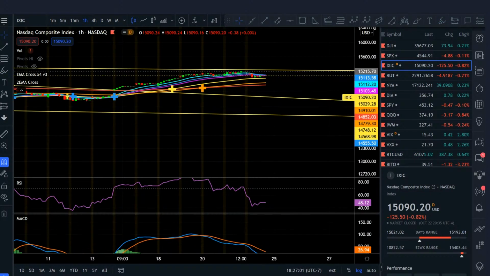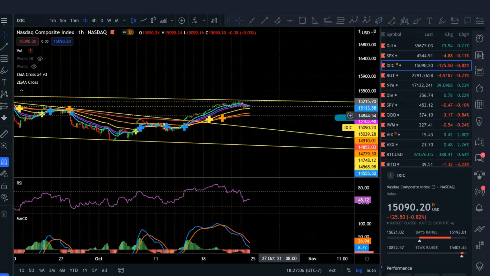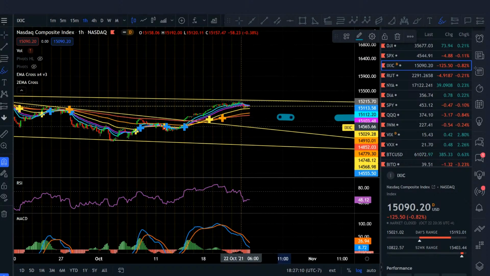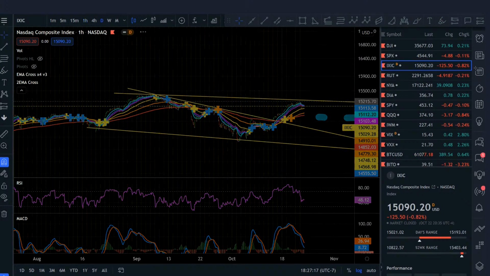Okie dokie. It's not completely oversold. We're in a 1 hour up cross. Okay, that's fine. So we want to pull back down to 14.8K on stocks. Nice hourly uptrend. We're starting to downtrend a little bit, so I'll be aware of that.